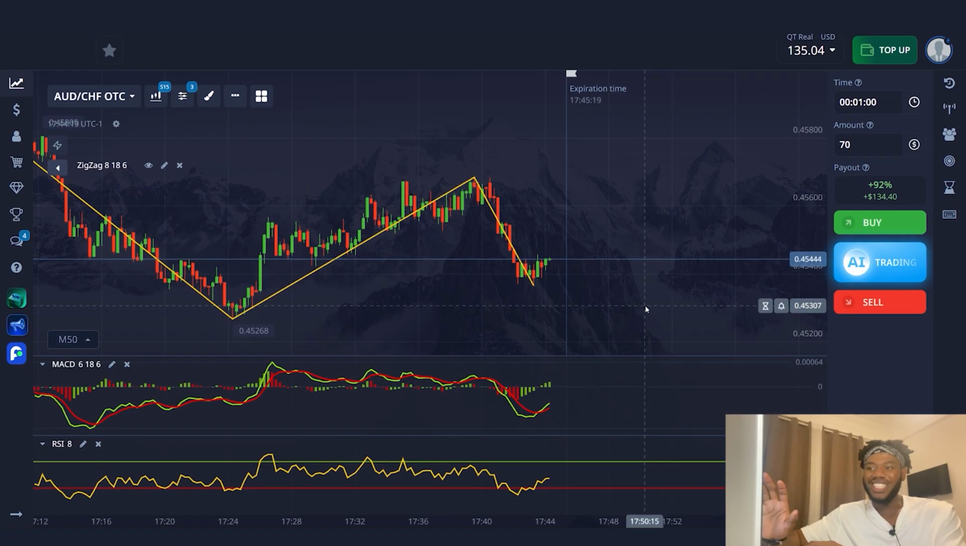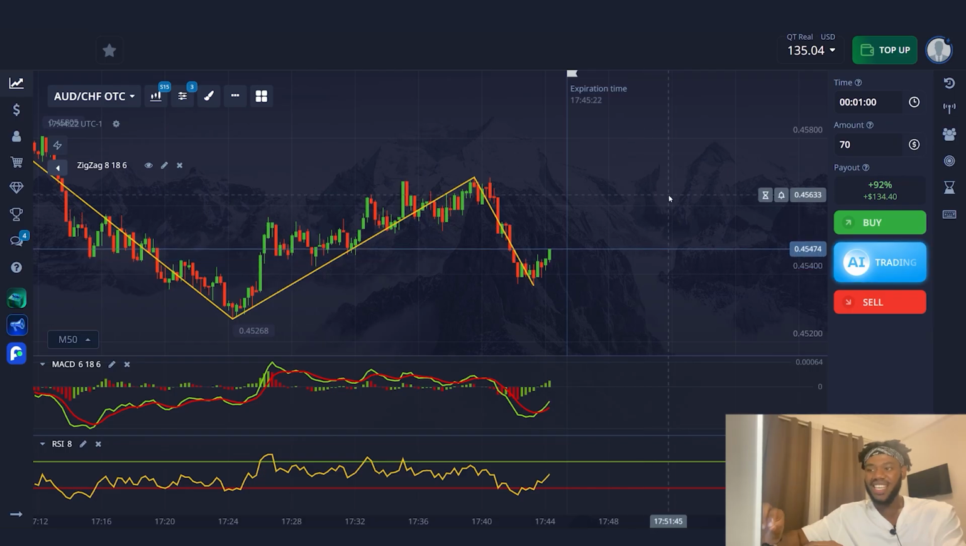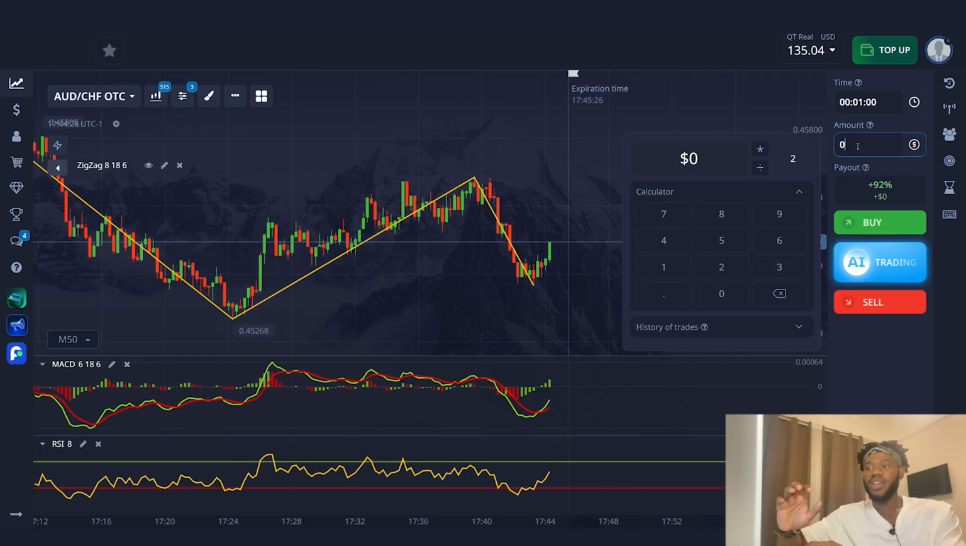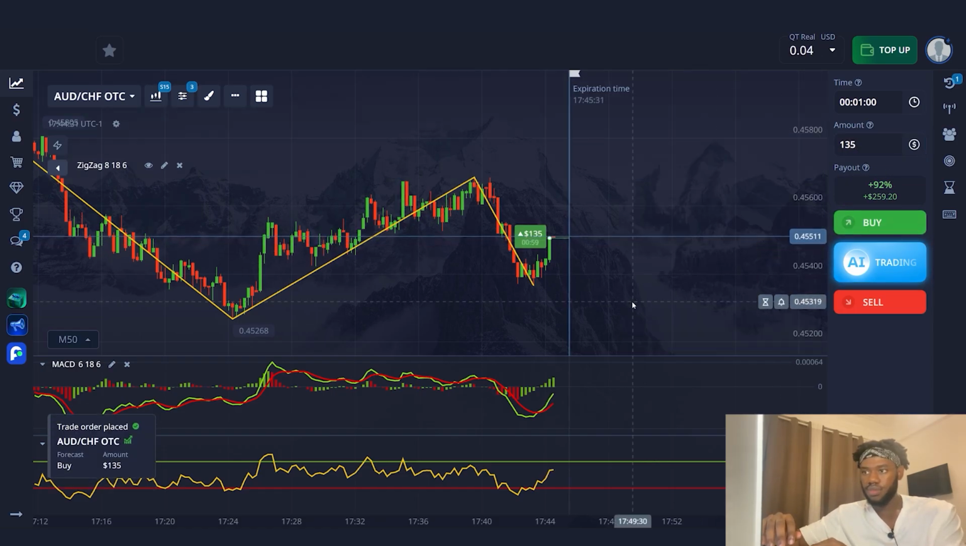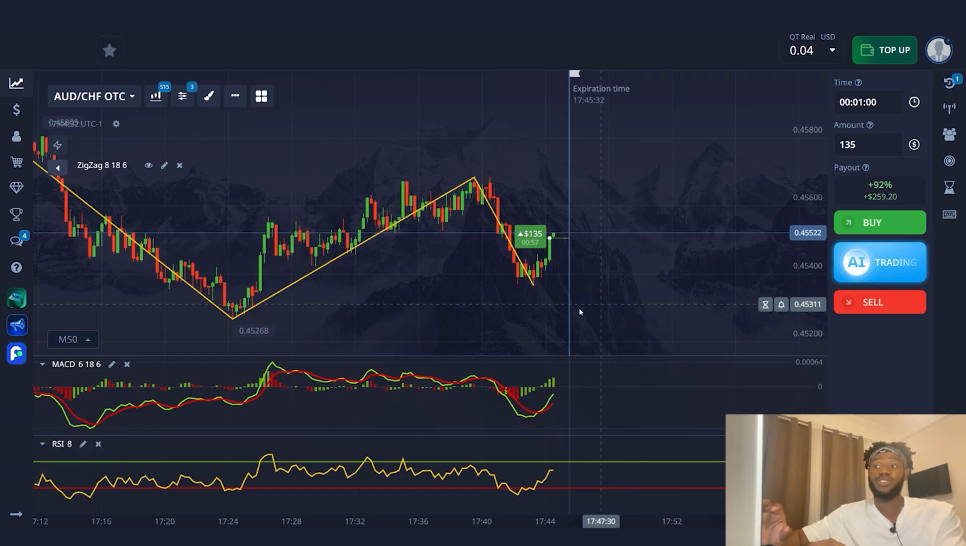Look, what an interesting situation this is. Let's open a trade and try to make a profit. The trade amount this time will be 135. We are going to open a trade to increase the price. Okay, let's do it all over again.